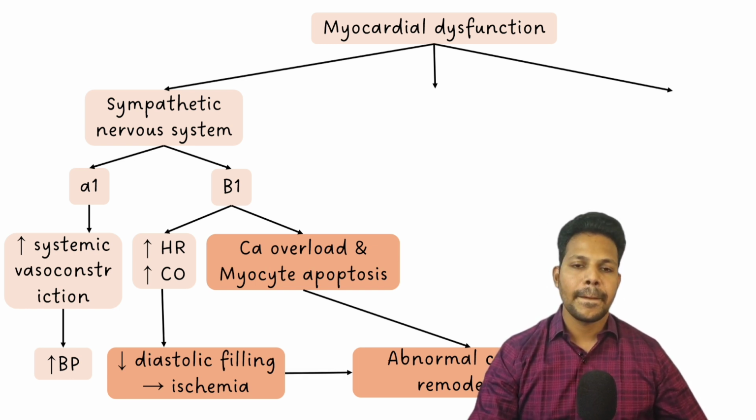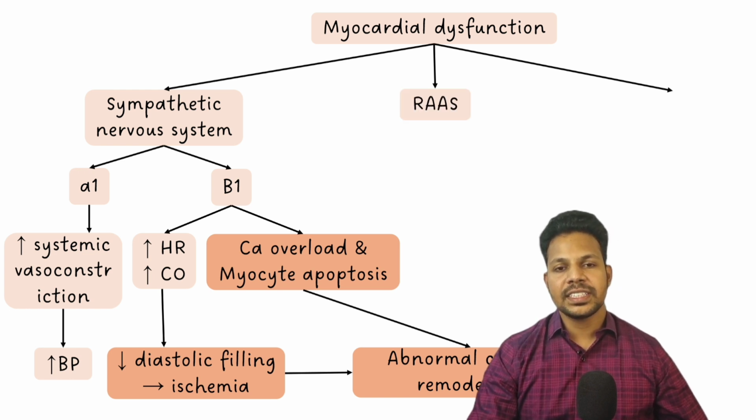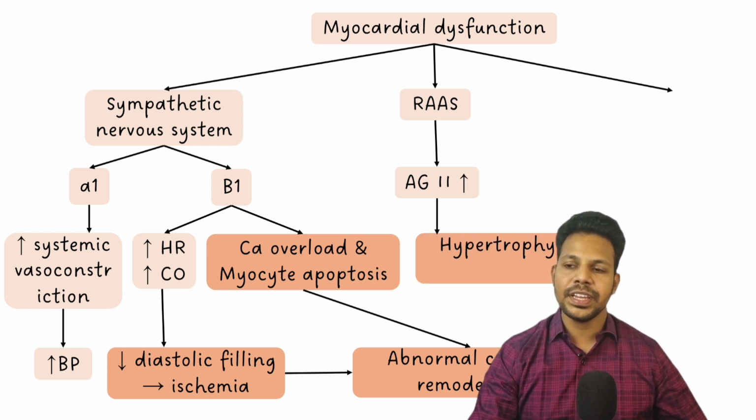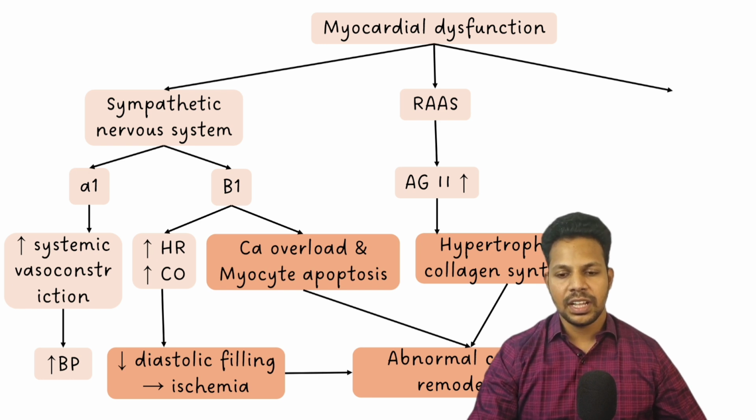healing. Now, when you activate this myocardial dysfunction, a compensatory mechanism that gets activated is the renin angiotensin aldosterone system, right? So angiotensin 2 is directly mediating the hypertrophy and the collagen synthesis in the heart, and that is again contributing to the collagen deposition and abnormal cardiac remodeling, right?